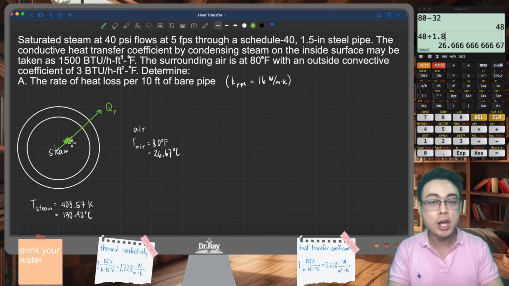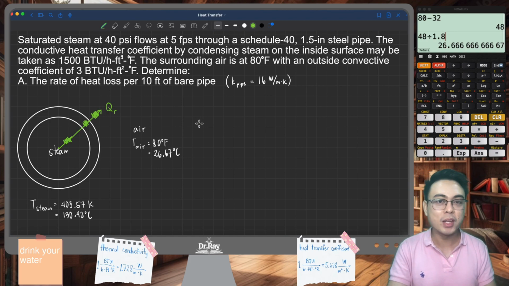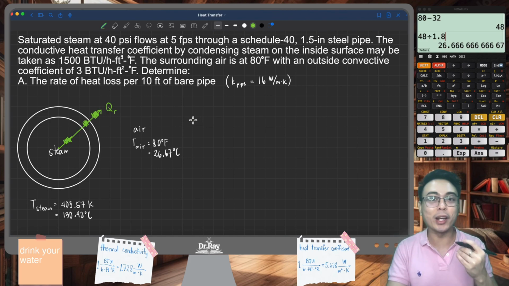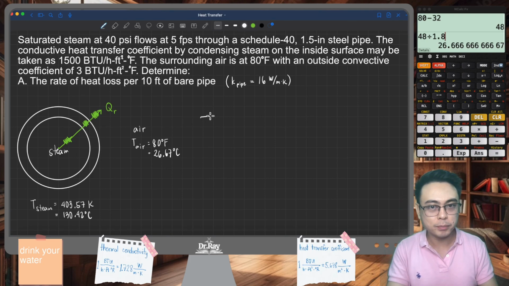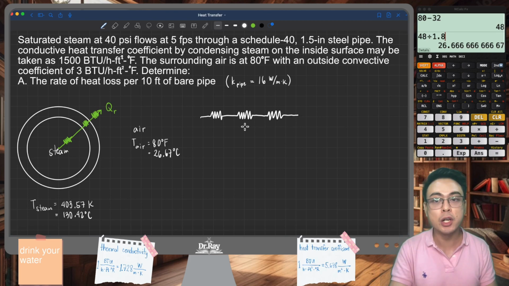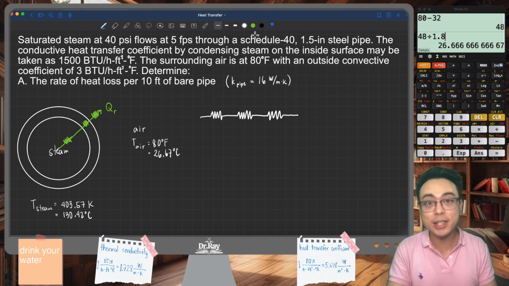You are going through the three different resistances this way. This resistance is due to convection inside. This resistance is due to conduction in the pipe material. And the last resistance is due to convection on the outside of the pipe. This is the basis of our equivalent resistance diagram. If I draw it this way, you can clearly see that with the specified direction of our heat transfer, we are going through it in series.